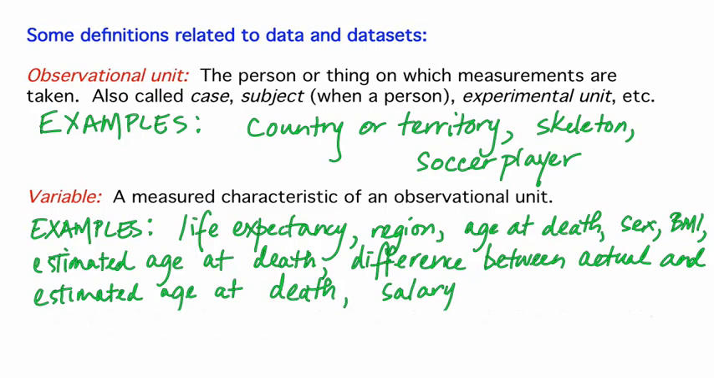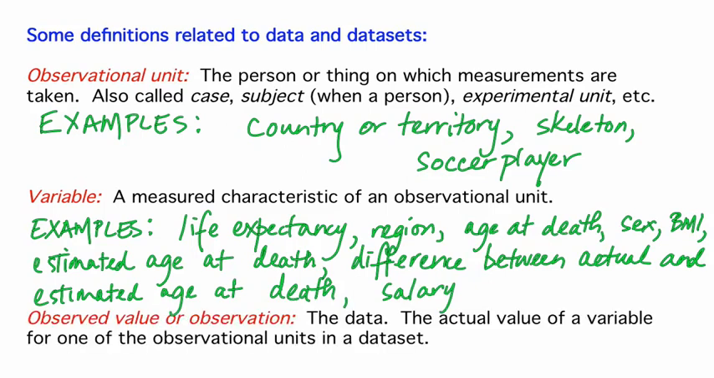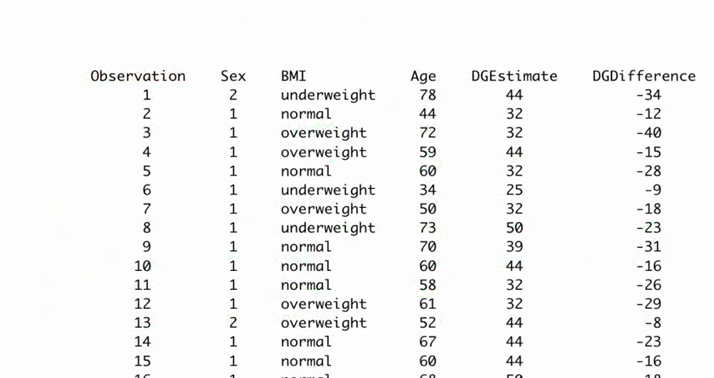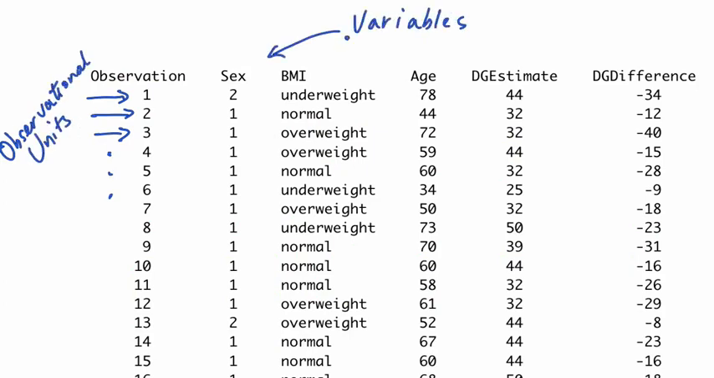An observed value or observation is our data. It is the actual value of a variable for one of the observational units in a dataset. Data are arranged in rows and columns, with one row for each observational unit and a column for each variable. Many different file formats are possible for data, such as spreadsheets and comma-separated values. If you explore the data files used in this course, you'll find that we're supplying the data in plain text files, with spaces separating the observed values of the variables.